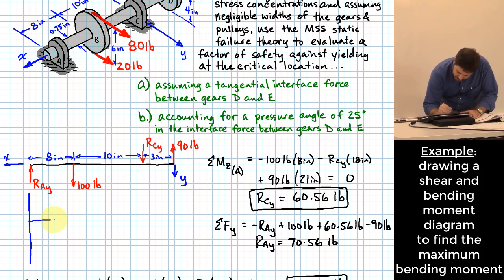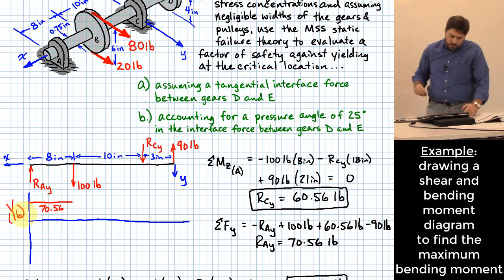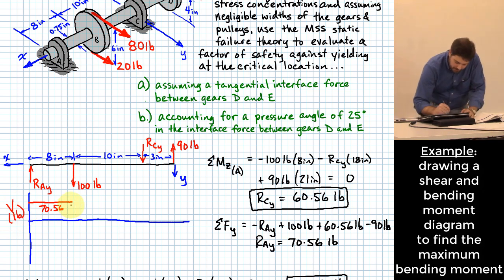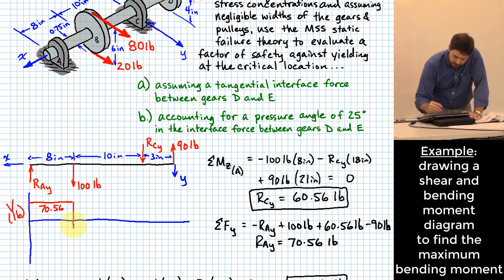So the general shape of the shear diagram here is going to go up by 70.56 pounds. Okay, this is V in pounds. 70.56. What happens with 100? Drops down. 100 minus 70.56 gives me negative 29.44.